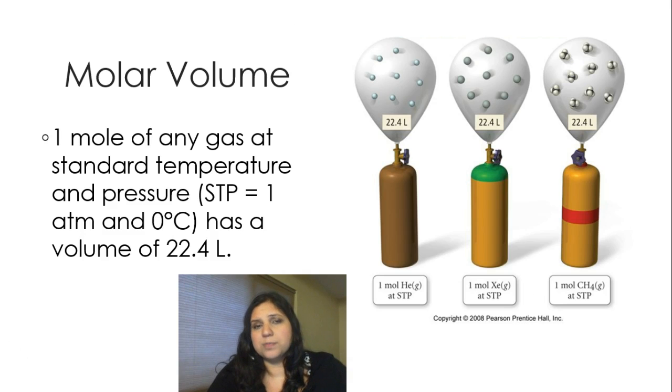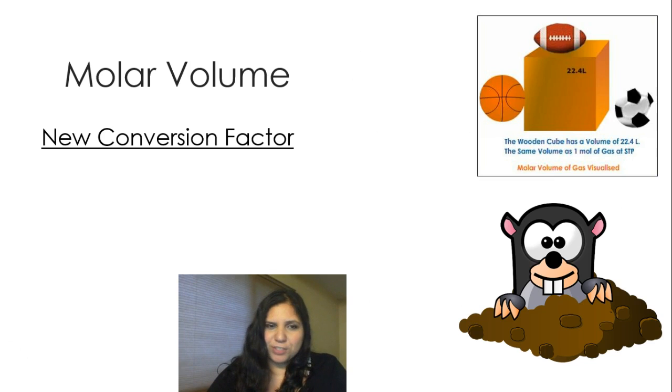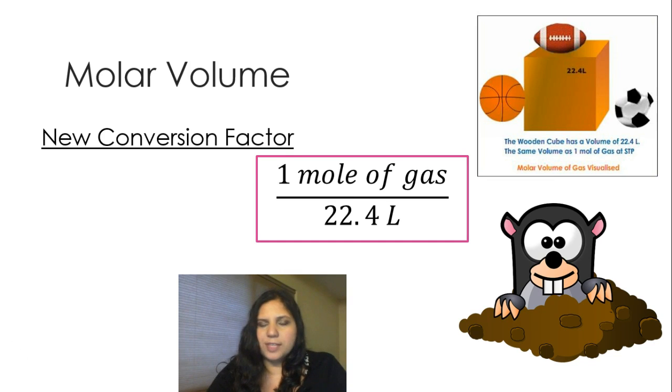Based on Avogadro's principle, scientists have come up with molar volume. What they did is they said, what if I took 1 mole of gas and kept it at STP, standard temperature and pressure, 0 degrees Celsius and 1 atmosphere? What would that volume be? And so they measured it. It's 22.4 liters. It doesn't matter which gas you have, as long as you keep those conditions the same. 1 mole of that gas at STP is 22.4 liters. We can use that as a conversion factor, which is great. We say that 1 mole of gas, any gas, is 22.4 liters.